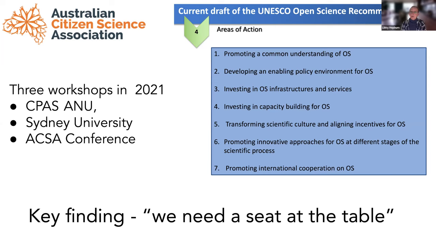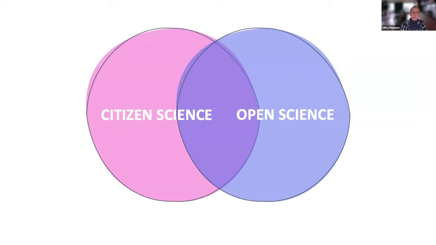At the moment, citizen science is really peripheral. It's not got any infrastructure in terms of the policy of the country, and it's got very little funding as well. So we see getting a seat at the table where policies are discussed, when countries are starting to develop their response to the recommendation, as a really important thing. So I'll hand back over to Alice now to talk about her thoughts on this element.